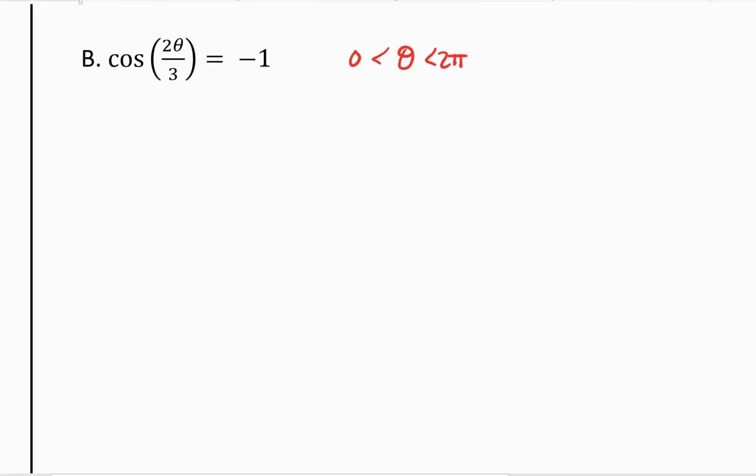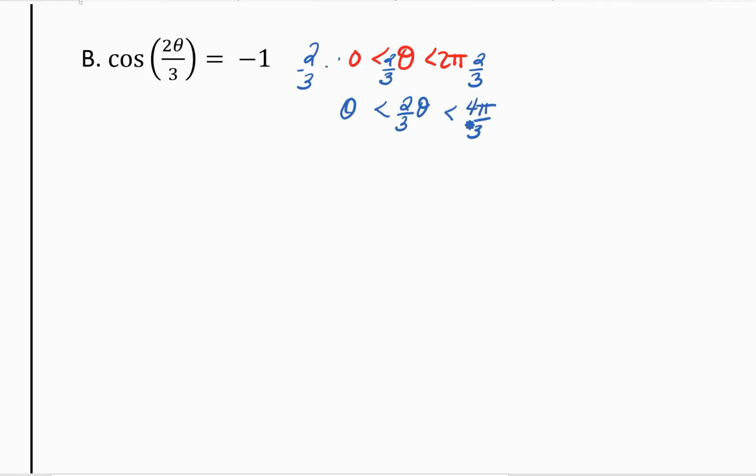So the first thing we're going to do is, if we want theta to be between 0 and 2 pi, well, we're going to be solving for 2 theta over 3. So we're going to multiply everything through by 2/3. So 2/3 times 0 would give us 0 is less than 2/3 theta is less than 4 pi over 3.